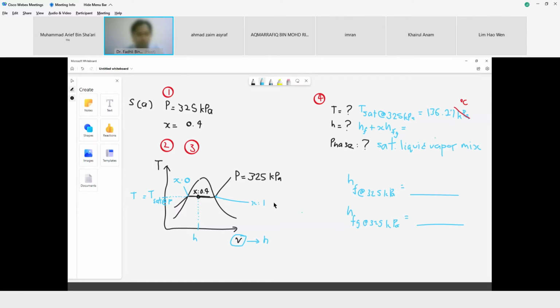So can someone calculate for me the value of h? How much? 1435.35. 1435.35 kilojoule per kilogram.